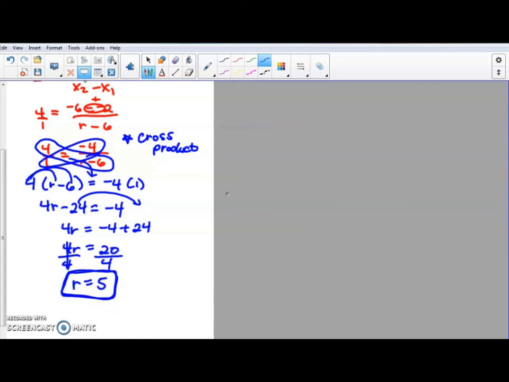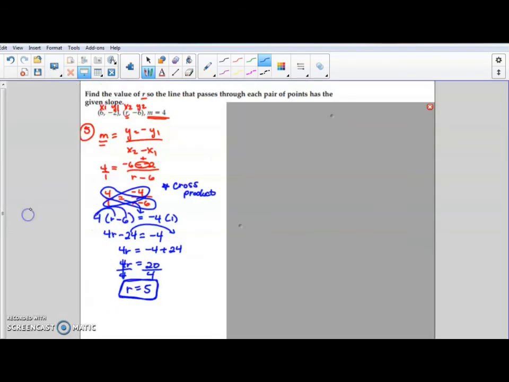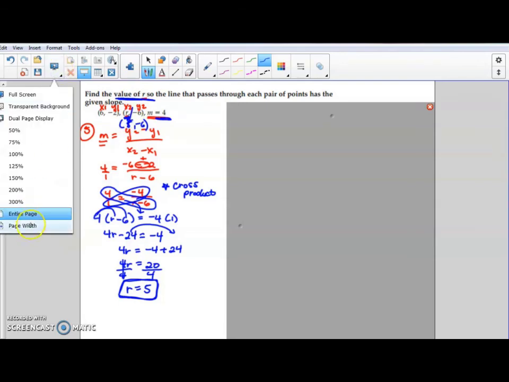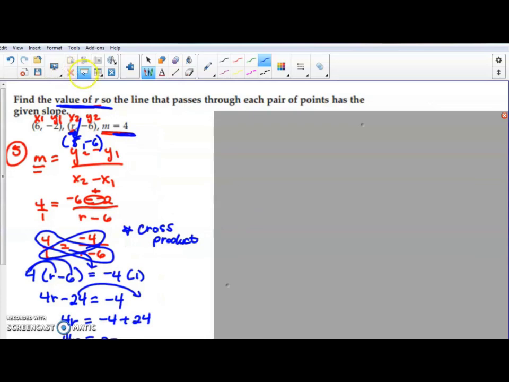So we have now, we'll extend the page real quick, found that missing value of r in this order pair. So in order to go through this point and now to go through the order pair 5, negative 6 with a slope of 4, that coordinate right there needed to be the 5. Okay, and that's what we do to find the missing value of an order pair. So now, let's see one more to make sure we're all good to go with it.